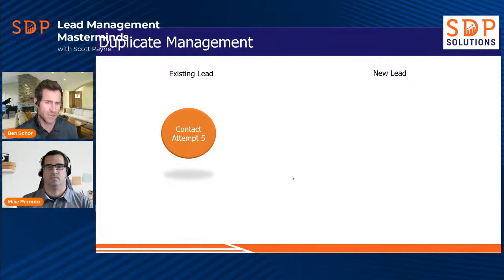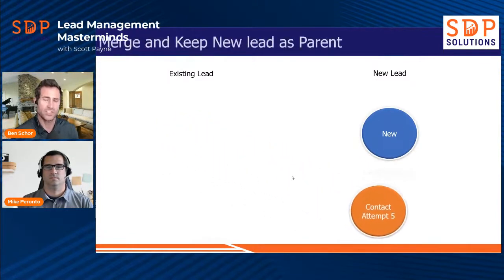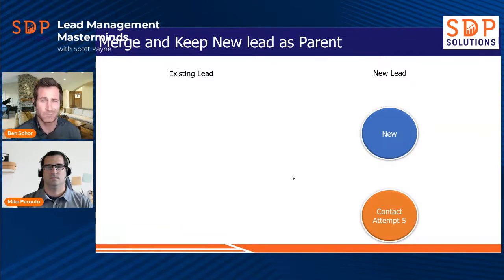Duplicate management again. Got an existing lead. New lead comes in. One of the other things that you can do is take that existing lead and put it below the new lead. For anyone who's used duplicate management in Velocify a decent amount, you know that there's a concept of a parent lead and a child lead. Real quick recap on that. The parent lead is when you keep one. The child lead is the one that you put below the parent lead. So there's that parent-child relationship.